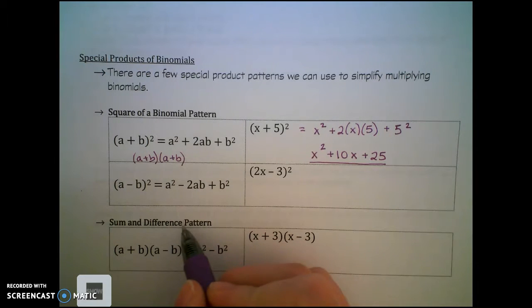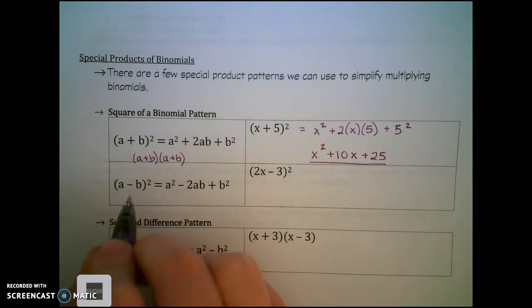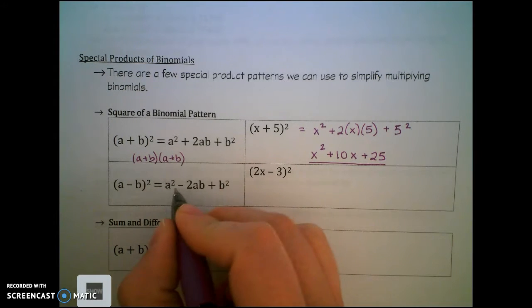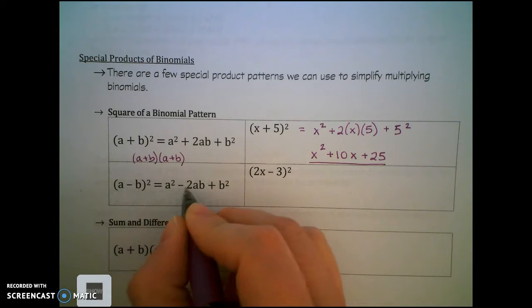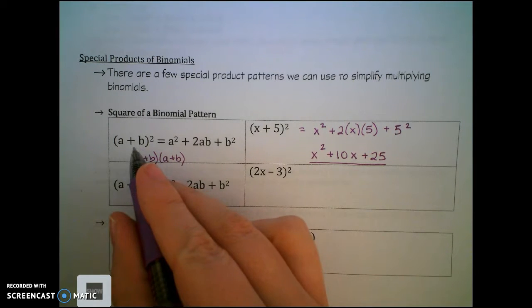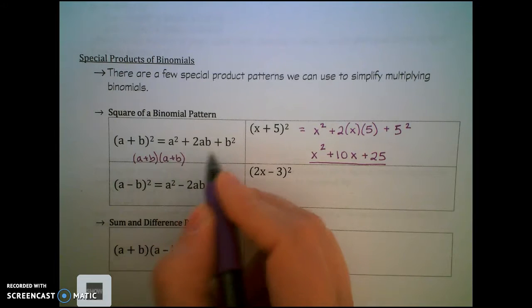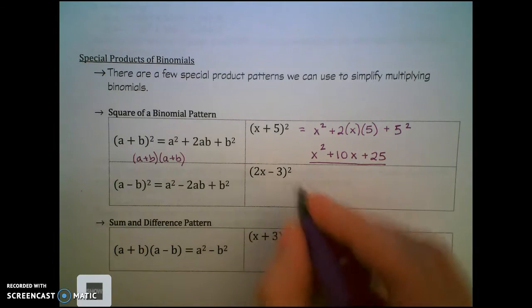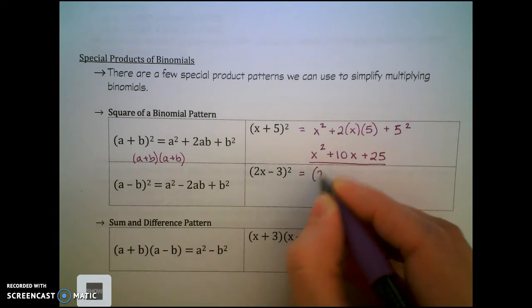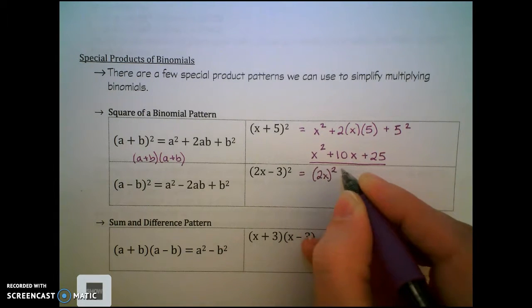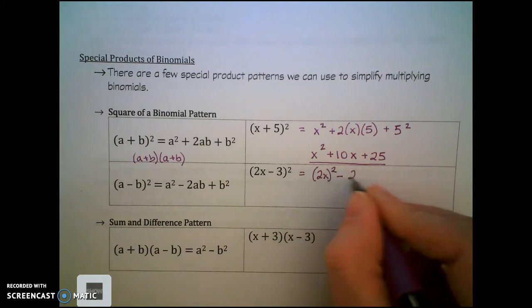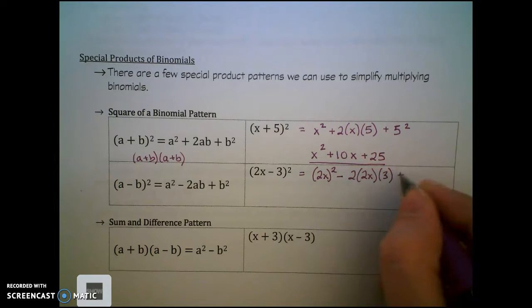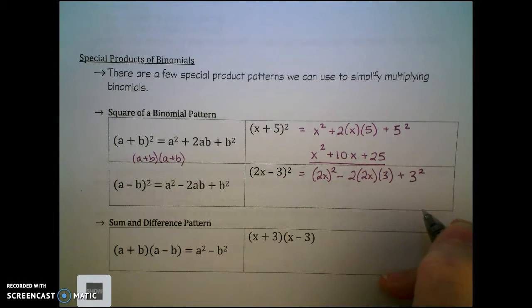We'll talk about the sum and difference pattern down here. For the square of differences, I have the exact same rule, but if I have a minus sign here, I have a minus sign here. If I have a plus sign here, I have a plus sign here, and I always have a plus sign before my b squared. So here I have 2x squared minus 2 times 2x times 3 plus 3 squared.